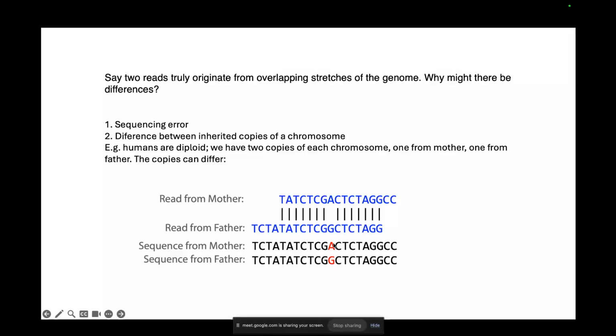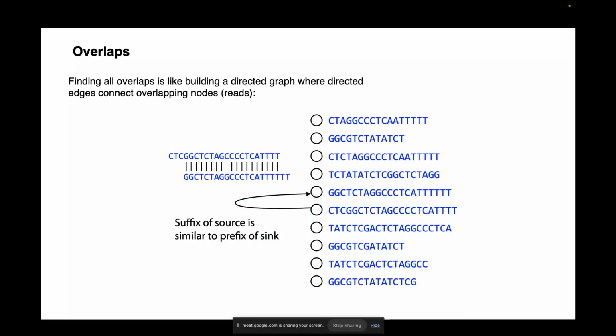So these can be either mutations or sequencing errors, depending on the evidence across both, right? So how do you find these overlaps between the reads? And how do you represent them?